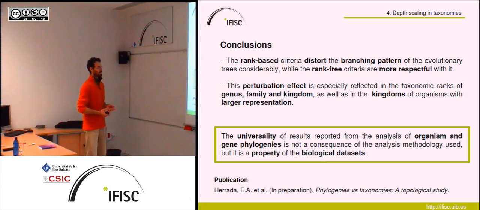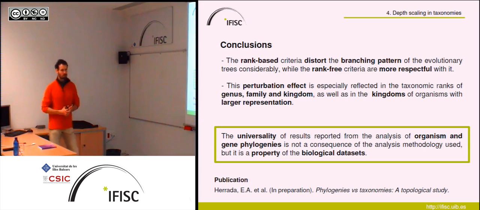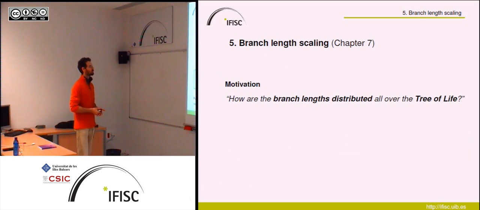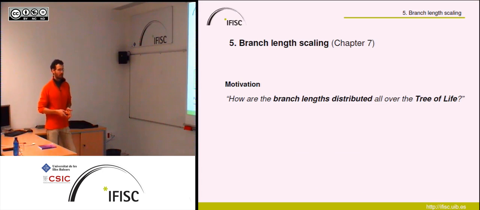Putting together the results that we obtained in the first section and in the second section about this universality in the depth scaling analysis of protein and gene phylogenies, with the analysis of the depth scaling that we did here with the characterization of the taxonomic trees, we can conclude that the universality of the results reported in the analysis of organism and gene phylogenies is not a consequence of the analysis methodology used, but it is a property of the biological datasets.